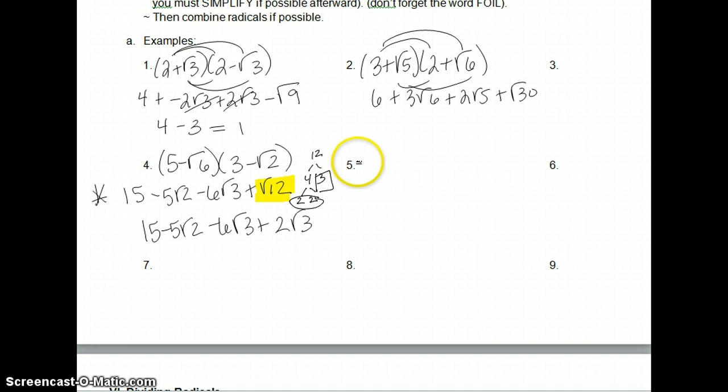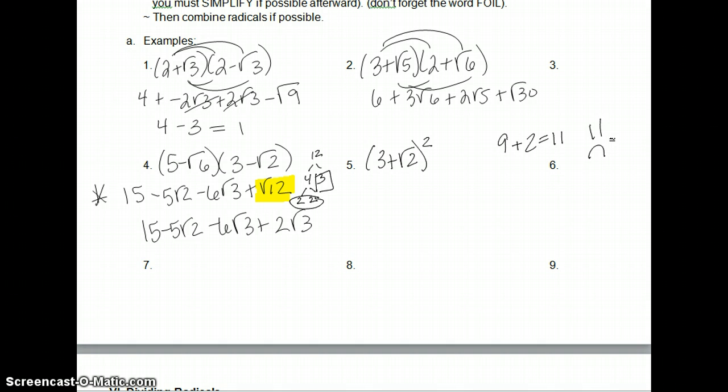Okay, number 5 is 3 plus root 2 squared. Please do not say that this answer is 11. That means you went 3 squared is 9, root 2 squared is 2, my answer is 11. You're going to get a big sad face if you do that.